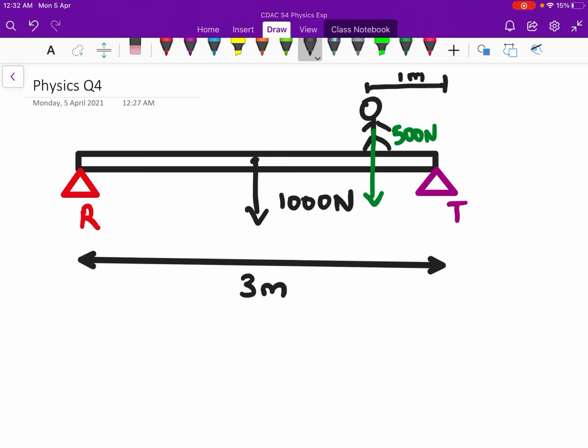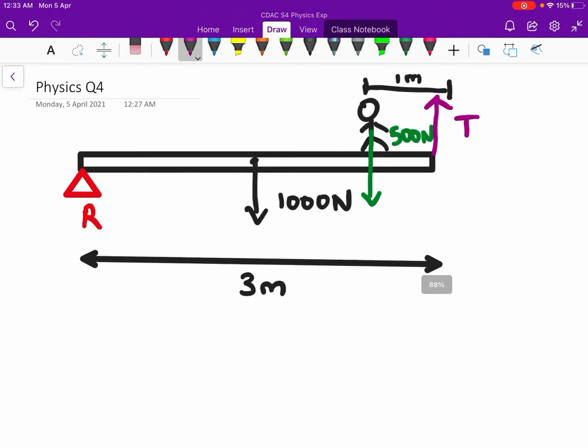First of all, whenever we are dealing with this type of question, remove one pivot. Let's say I want to find the force T, so I remove this pivot and replace it with a force. Let's call this force T. Then we use the moment about pivot R. Clockwise moment equals anti-clockwise moment.